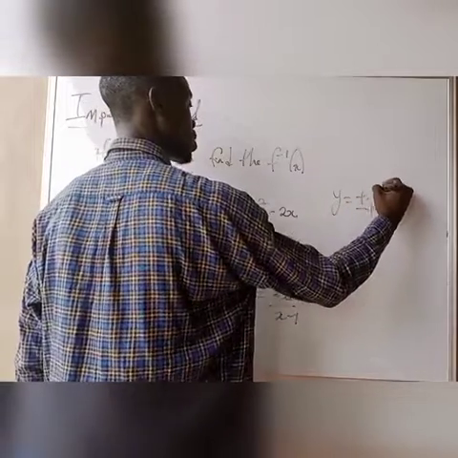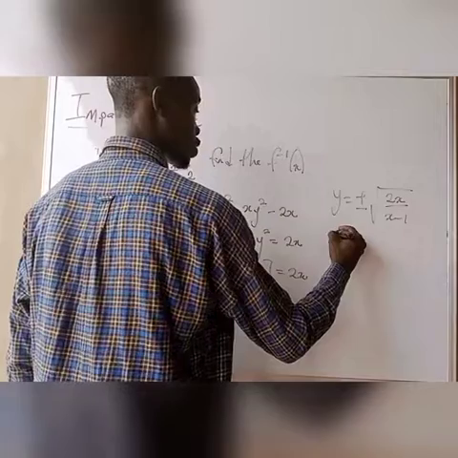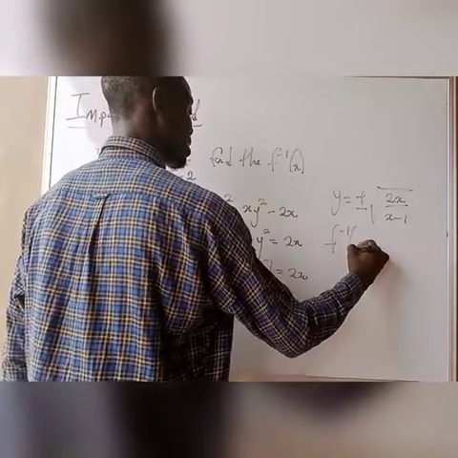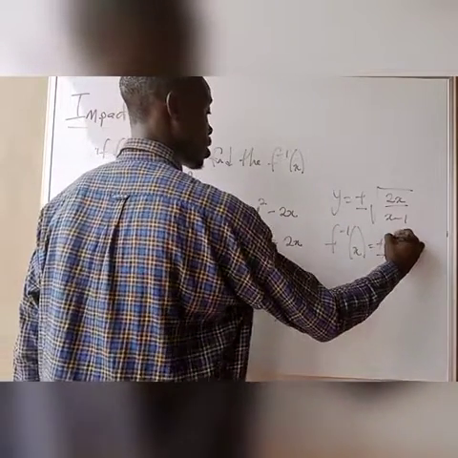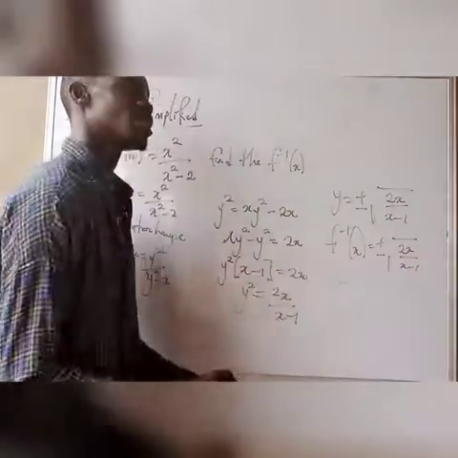Your y will give us plus or minus the square root of 2x over x minus 1. And that your new y is now the inverse of the function. And that is how to get the inverse.